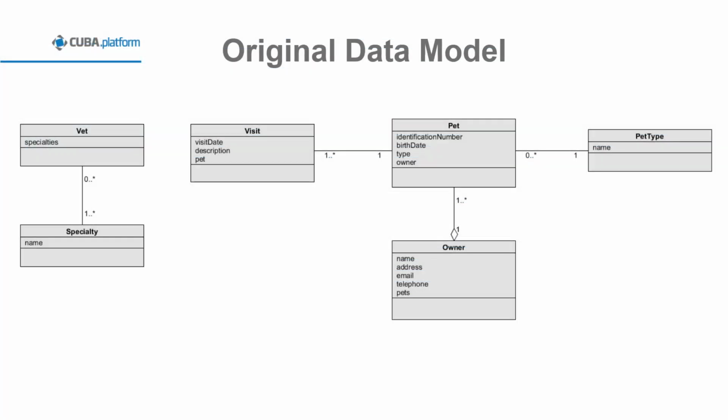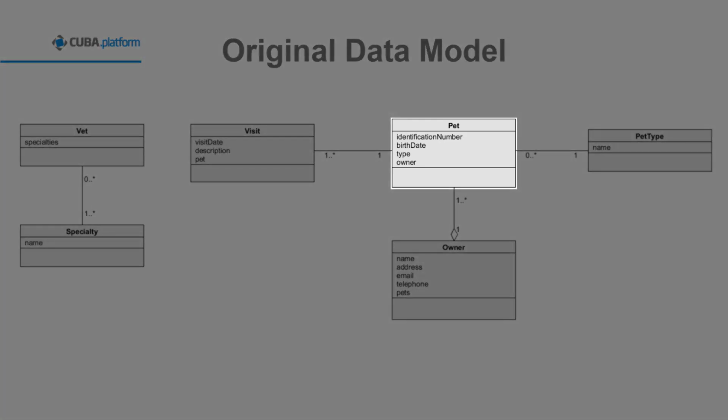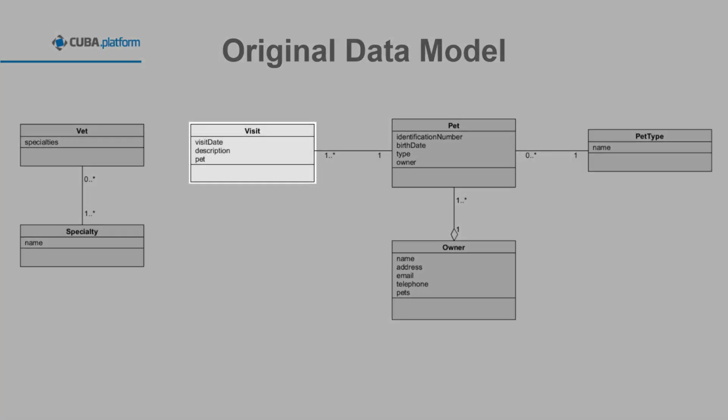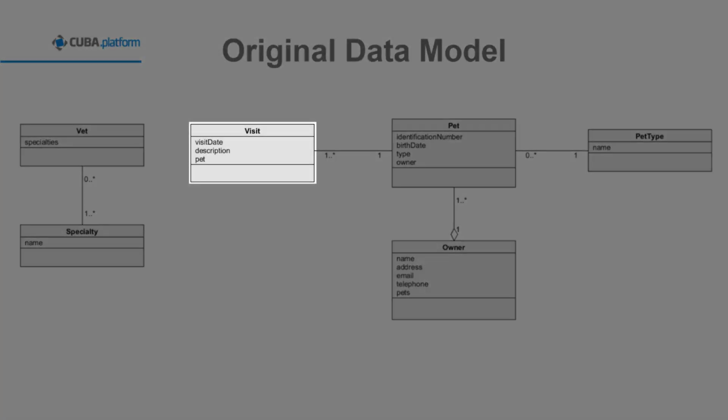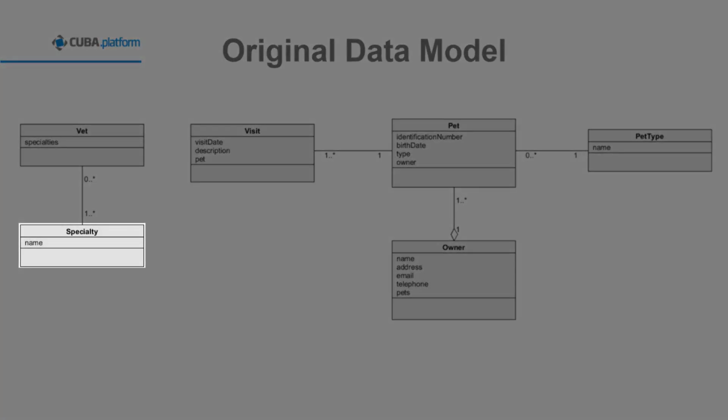First, take a look at its original data model. Owner is an entity that represents the personal data of pet owners. Pet contains name and birth date and is associated with the owner and pet type classes. Visit details are contained in the Visit class and are related to one pet. Vet is an entity containing veterinarian names, extends person, and is associated with the Specialty class.